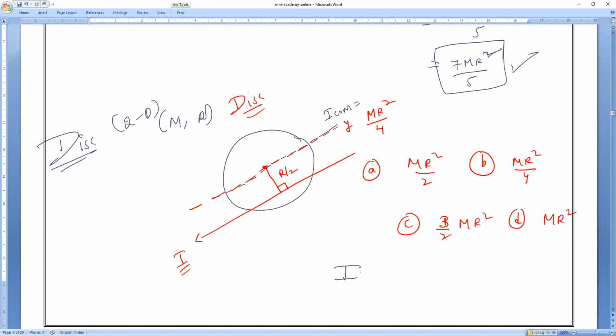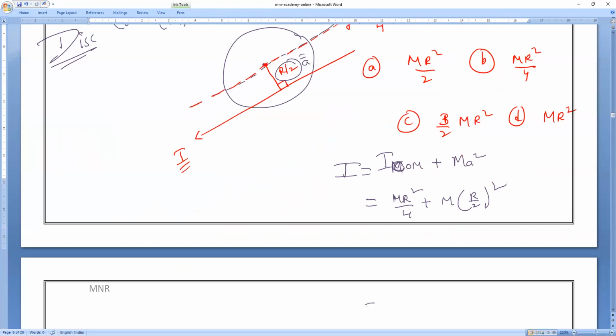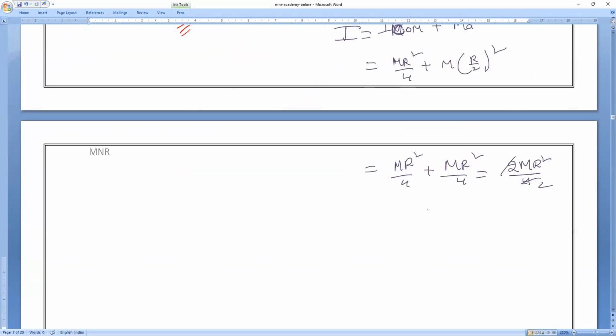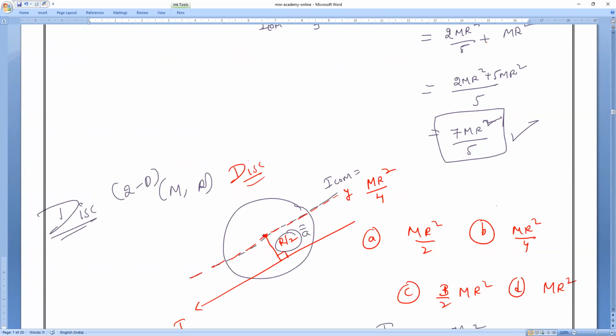Yes. So I is equal to the moment of inertia through COM plus MA square. Here A becomes R by 2. So it is equal to mr square by 4 plus m into R by 2 whole square. If you solve it, how much will it come? mr square by 4 plus mr square by 4 is 2 mr square by 4. What is the answer, guys? mr square by 2. That is what you have to remember. Clear, everybody?